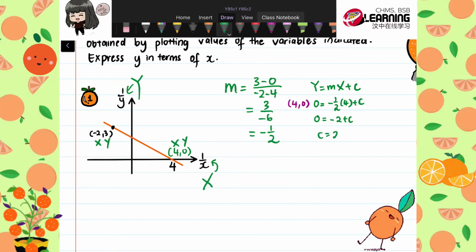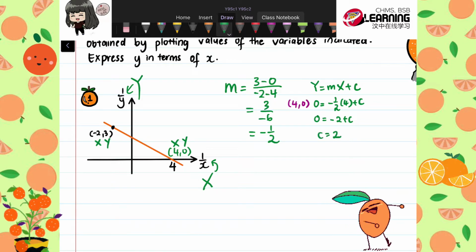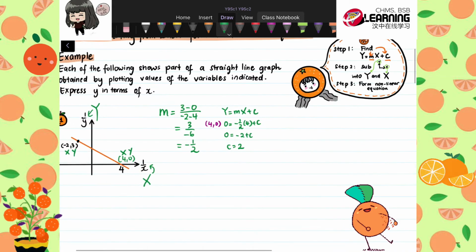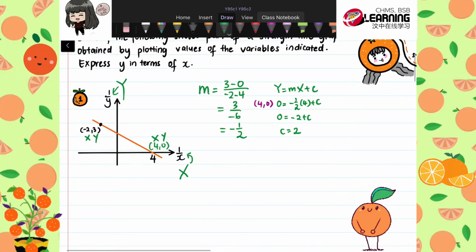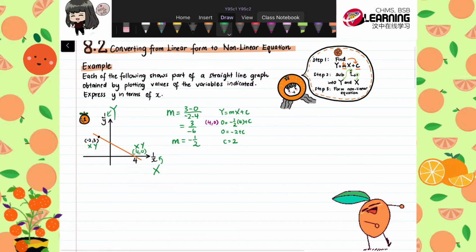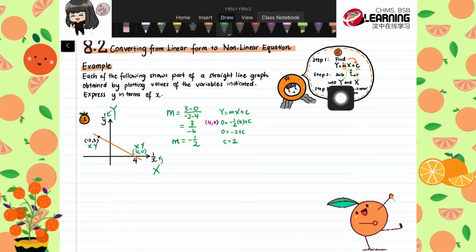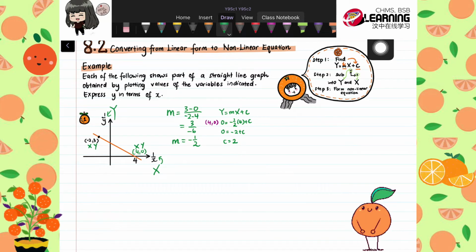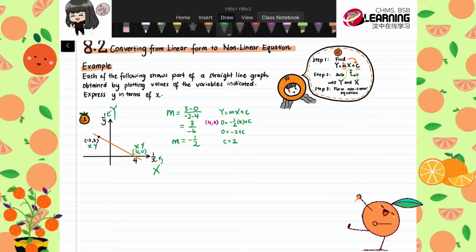So my C is 2. So this is my step 1, okay? I found my M, I found my C. So what is next here is step 2. Look at step 2. Okay, sub whatever on your y-axis and your x-axis into big Y and big X.